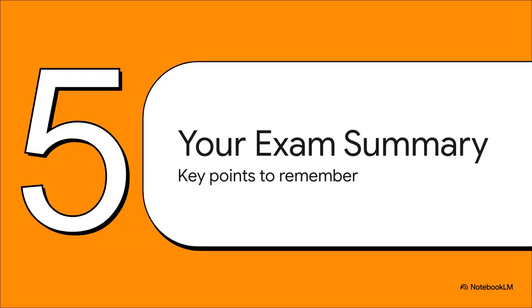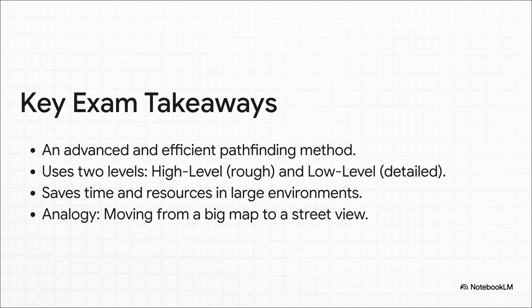Okay, we've gone through how it all works. Now for the part you've been waiting for, the final summary. These are the absolute key points you need to have locked in for your test. All right, let's nail this down. For your exam, what do you need to remember? Number 1, it is a smart and efficient way to find paths. Number 2, its secret is that two-level system, high level for the rough plan, low level for the details. Number 3, its whole purpose is to save a ton of time and processing power in big, complex worlds.